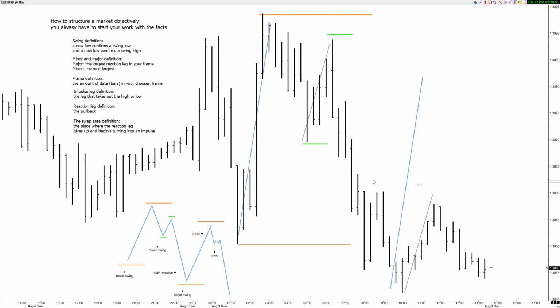So that's the beginning. Now next we're going to introduce the swap area. So the swap area is just that place as the reaction leg is moving and they're stalling and they're floating. If you've ever shorted and you're waiting, or if you're long, they're floating. You don't know what's going to happen. And then boom, that's the place that starts. Bam.